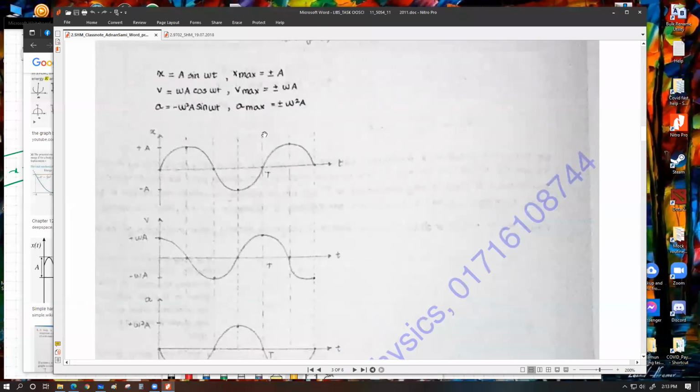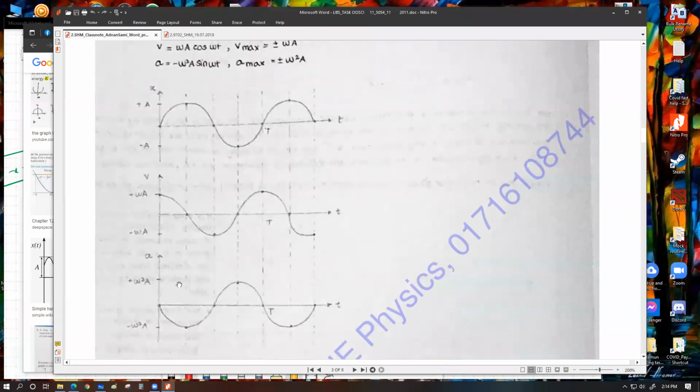And acceleration is going to be minus omega square a sine omega t. So maximum value of acceleration can be plus or minus omega square a. So this is a negative sine graph with the same type of time period, and the terminal values are plus omega square a, which is the maximum positive value, and minus omega square a, which is the maximum negative value. So these are the terminal values through which these variables can move.